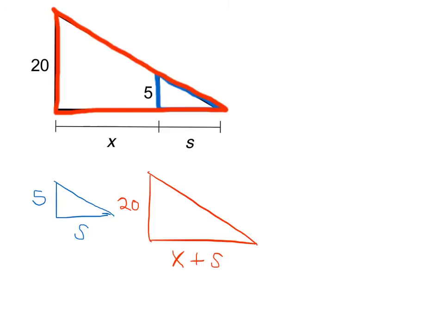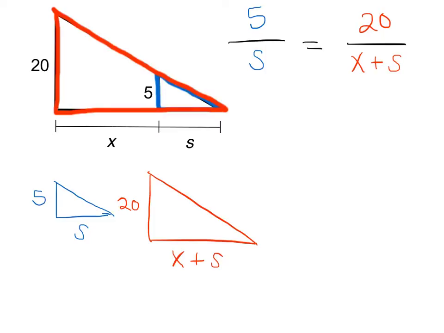A proportion is merely just two equal fractions. And so, to be honest, how you choose to set this up is up to you. Some people will stick to the small triangle here, 5 over S, so that is like saying 5 is to S as 20 is to X plus S. And if you notice, just keeping the blue information on the left, red information on the right, shows the consistency and sets this up the right way.